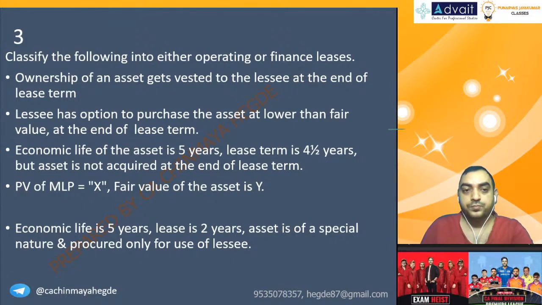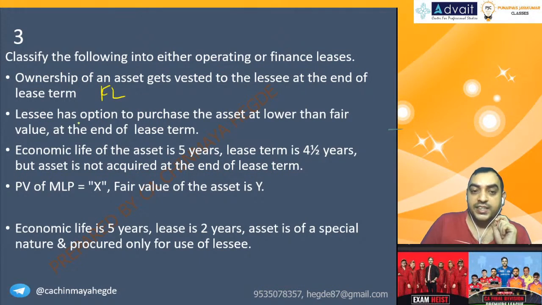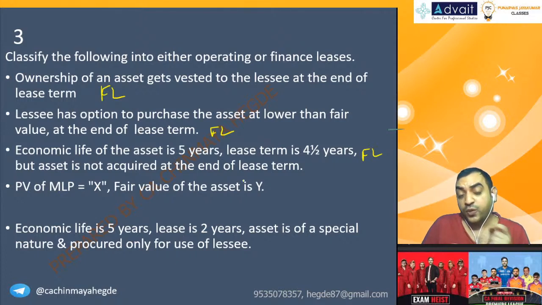Question number 3. Ownership of an asset gets vested to the lessee at the end of the lease term. It is a financial lease. The lessee has the option to purchase the asset at a price lower than fair value at the end of the lease term. Financial lease. Economic life is 5 years, but lease term is 4.5 years. Financial lease. Present value of MLP is X and fair value is Y.